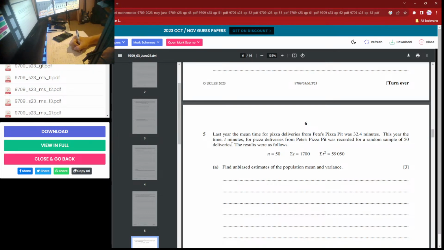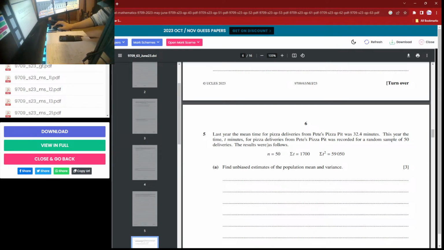times 59,050 over n, which is 50, minus 34 squared, which gives us 50 over 49 times 59,050 over 50 minus 34 squared, giving us 25.5.